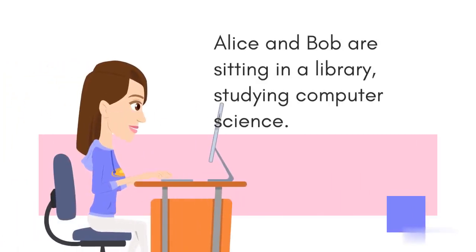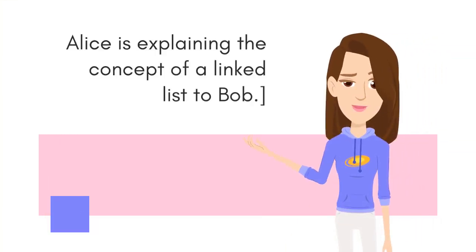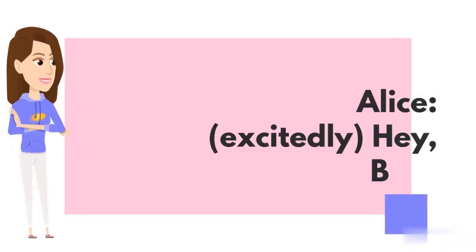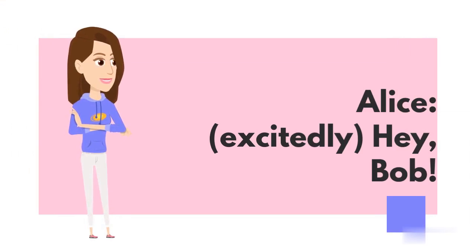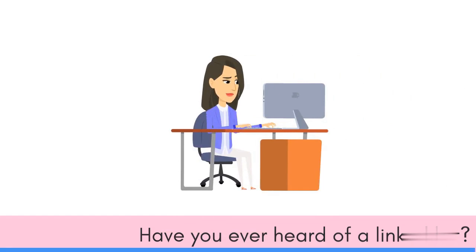Alice and Bob are sitting in a library, studying computer science. Alice is explaining the concept of a linked list to Bob. Alice, excitedly, "Hey, Bob. Have you ever heard of a linked list?"